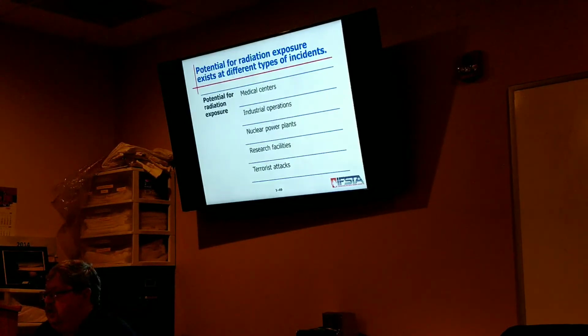Potential for radiation, energy emitting particles or waves. We can find those in medical centers, industrial operations, nuclear power plants, research facilities, and this is where we're going to find where the terrorists are going to try to attack.